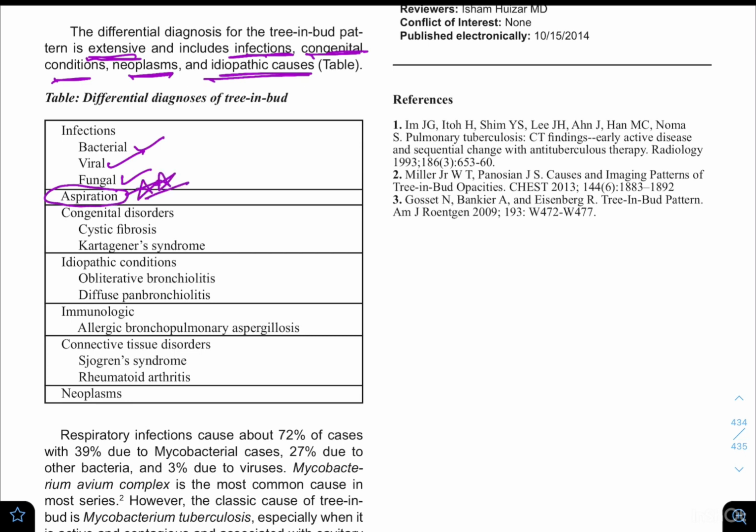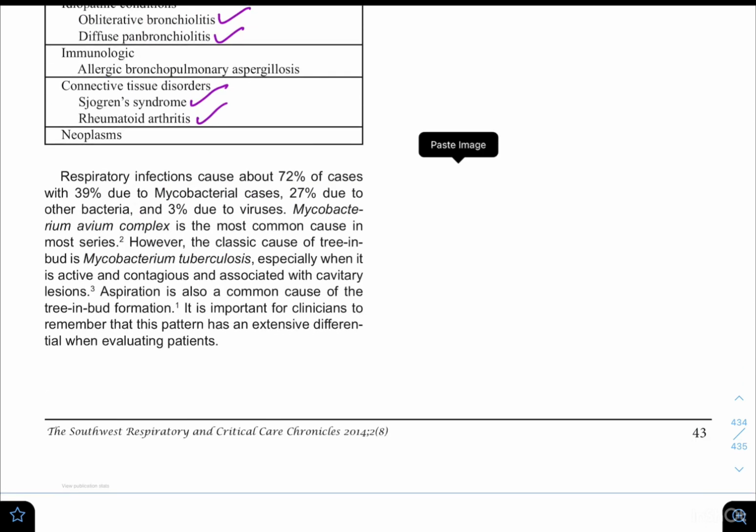Then congenital disorders like cystic fibrosis and Kartagener syndrome. Then idiopathic conditions like obliterative bronchiolitis and diffuse panbronchiolitis. Then come immunological causes like allergic bronchopulmonary aspergillosis, ABPA. Then come connective tissue disorders like Sjogren syndrome and rheumatoid arthritis. Then come neoplasms. They are telling that respiratory infections cause about 72% of these.